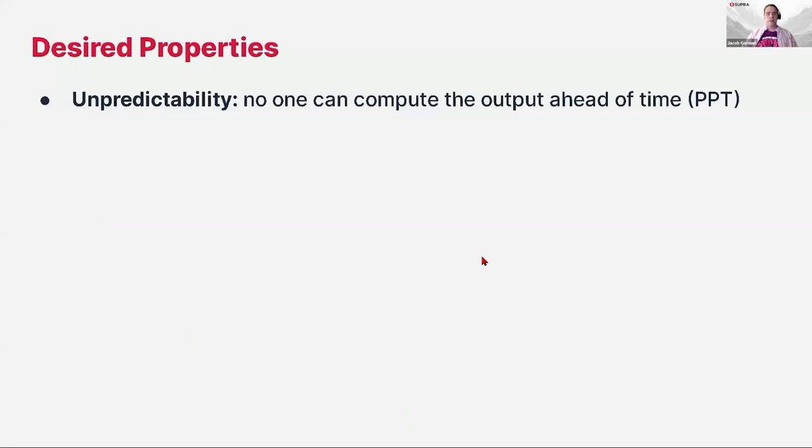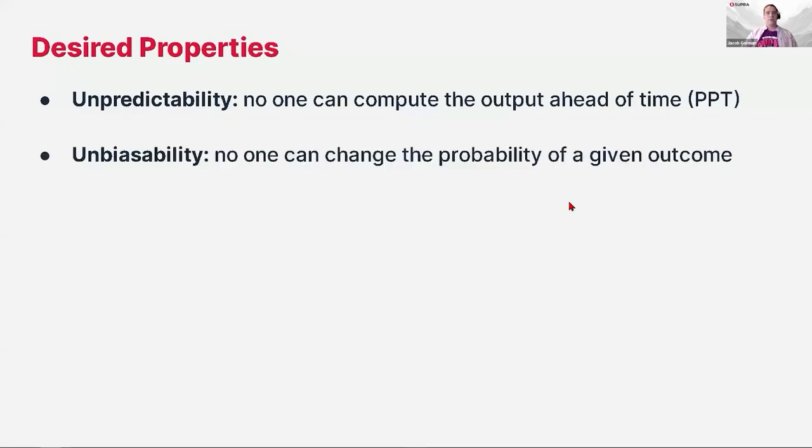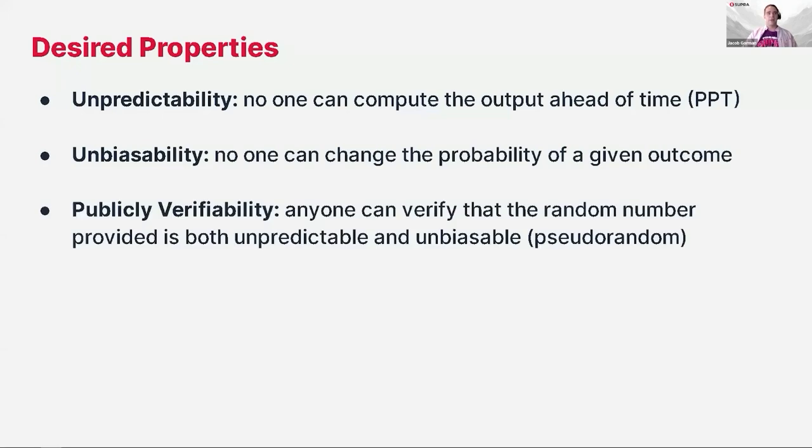But let's talk about the desired properties. We have unpredictability, so no probabilistic polynomial time algorithm should be able to allow us to figure out what the randomness will be ahead of time. We have unbiasability, so no one should be able to change the probability of a given outcome. And these two together make up pseudo-randomness. This is a classical definition. We've all seen it before.